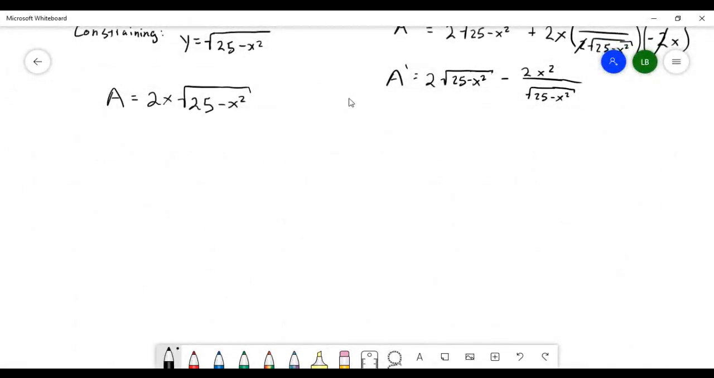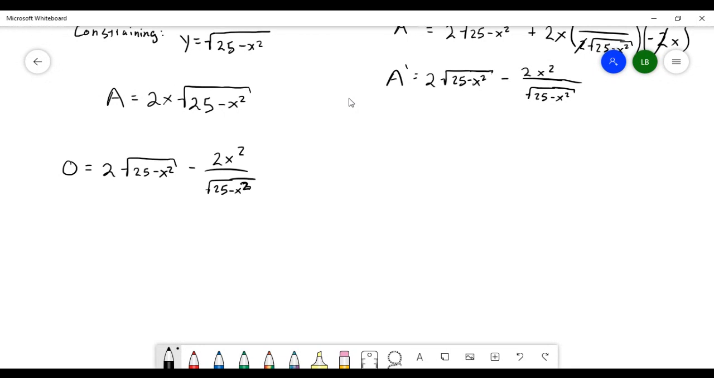To find the critical points, we need to let that equal 0. So 0 equals 2 times the square root of 25 minus x squared, minus 2x squared divided by the square root of 25 minus x squared.